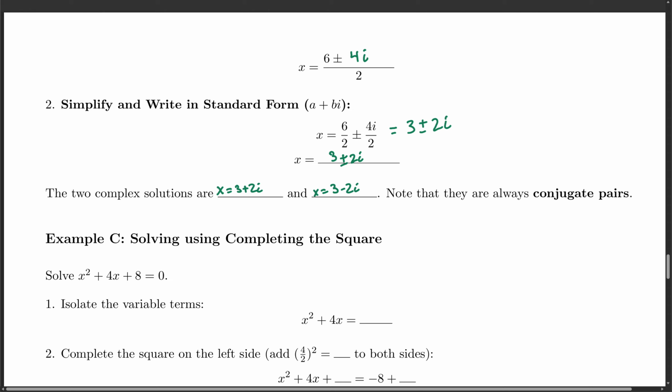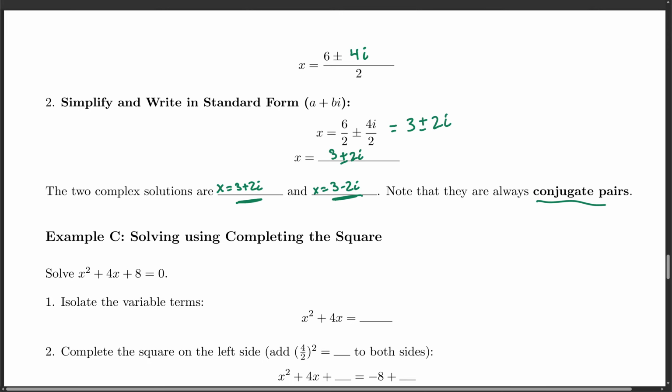We will always get roots that are like this for quadratics. You will notice these are a special case. These are conjugate pairs. 3 plus 2i and 3 minus 2i. And so the solutions to quadratic equations that have imaginary answers will always be in a conjugate pair.